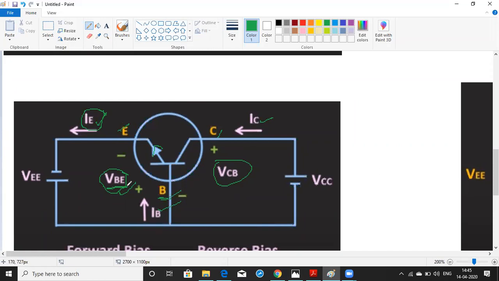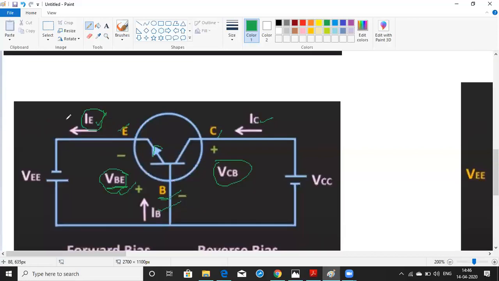So we also have two voltage drops. One voltage drop between base and emitter is called VBE, and one voltage drop between the collector and base is called VCB. Now I want to draw the input characteristics. Now our job is we need to draw the input characteristics.